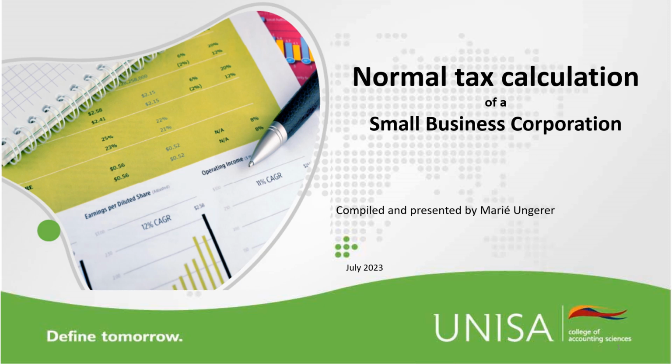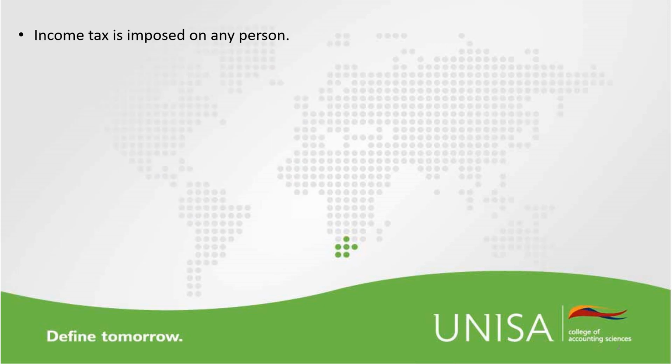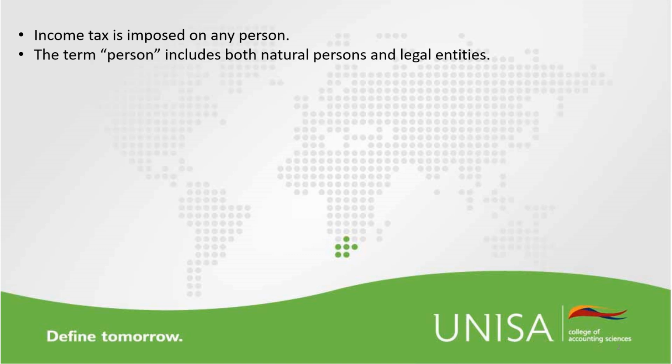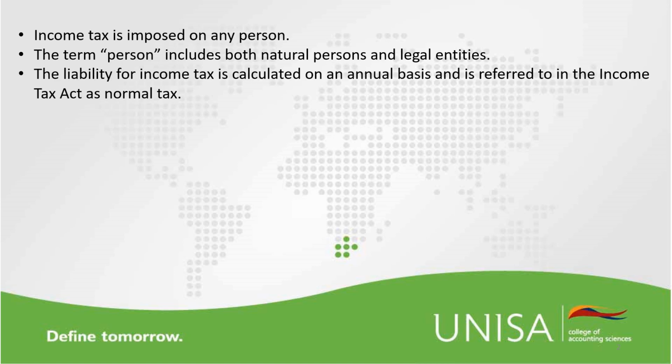Welcome to this presentation on an illustration of the normal tax calculation of a small business corporation. In South Africa, income tax is imposed by the Income Tax Act on any person. The term person includes both natural persons and legal entities, for example, companies and small business corporations. The liability for income tax is calculated on an annual basis and is referred to in the Income Tax Act as normal tax.